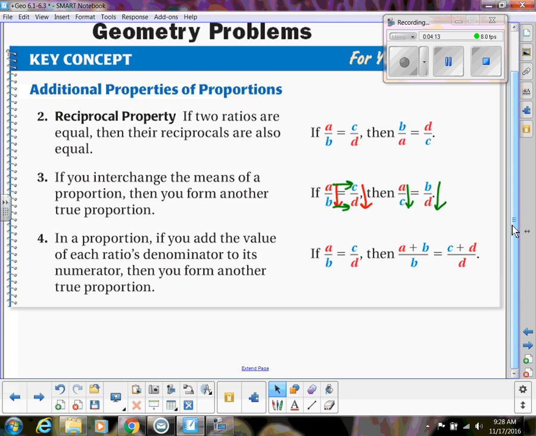Okay. Also, here's another one you probably haven't used yet. In a proportion, if you add each ratio's denominator to its numerator, so these are the denominators, then you form another true proportion. So look at what we did here. We added that to that numerator. So I have A plus B over B and C plus D over D. That is going to be true as well.